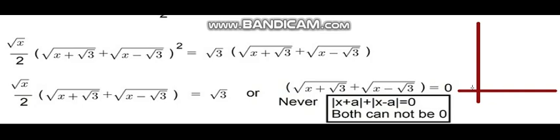But it means they have to be equal to each other. x plus square root of 3 equals x minus square root of 3. It means square root of 3 equals minus square root of 3. It won't work. It will never work. It can never be equal to 0. Okay, both can never be equal to 0. And also we thought it is not 0.